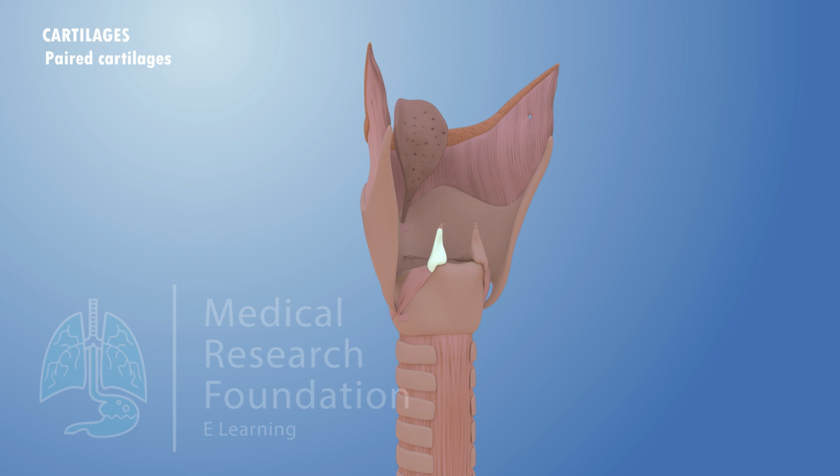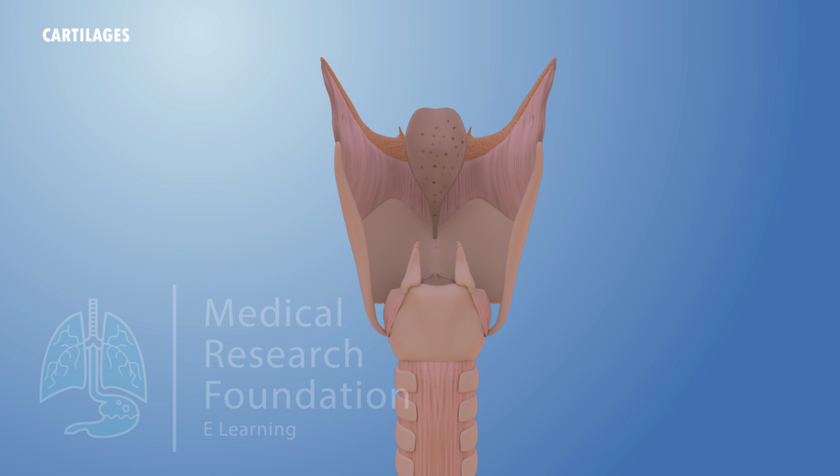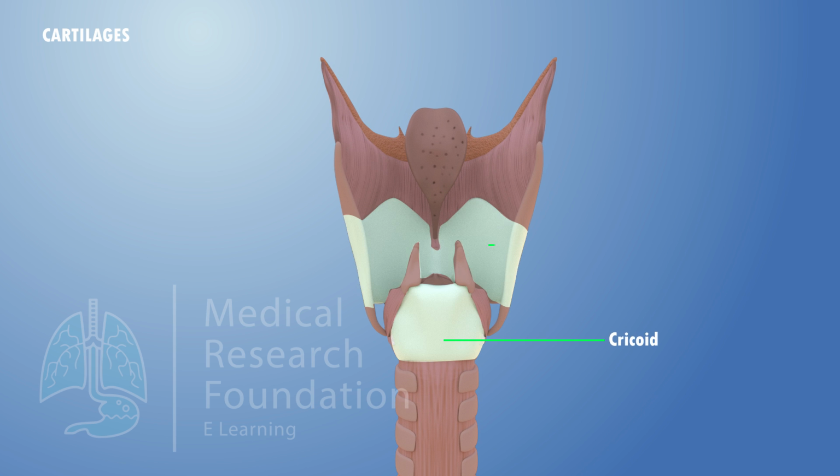Paired cartilages. The paired cartilages are small and comprise arytenoid, corniculate and cuneiform. The principal cartilages of the larynx are cricoid, thyroid, and 2 arytenoids.